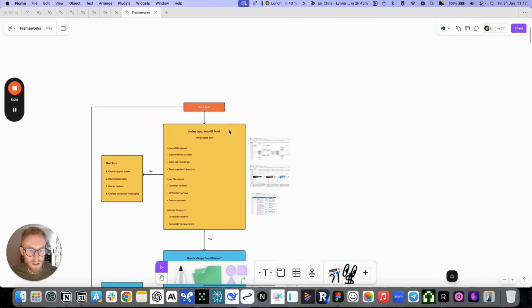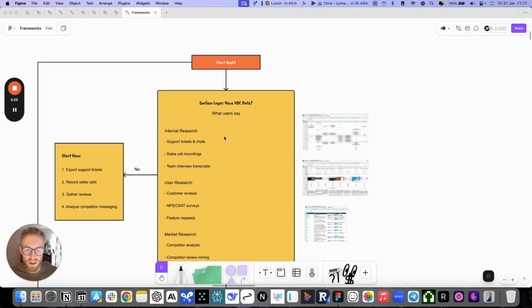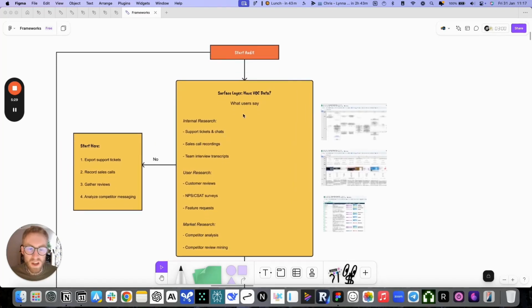What I created is this decision-making tree, let's call it. I call it the research optimization system, which is basically the same exact process or system that I use whenever I jump into a new project.